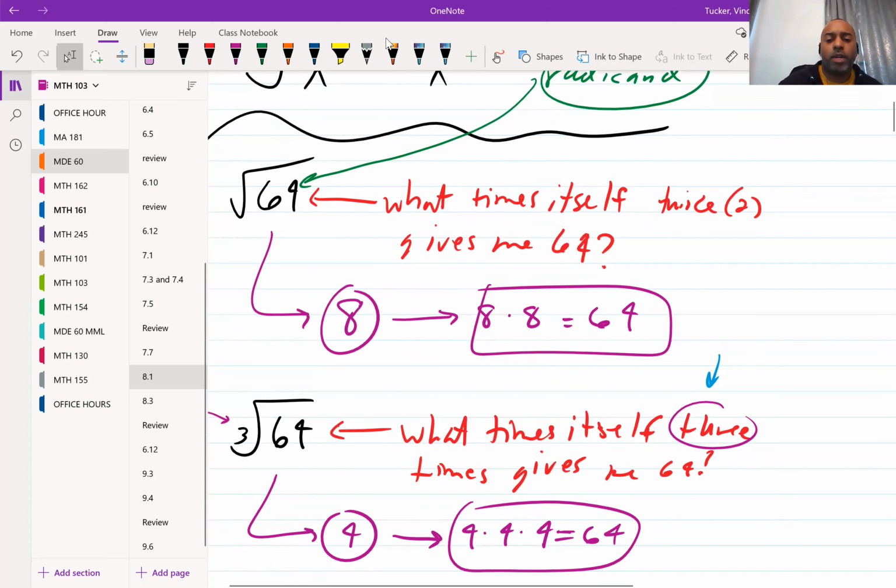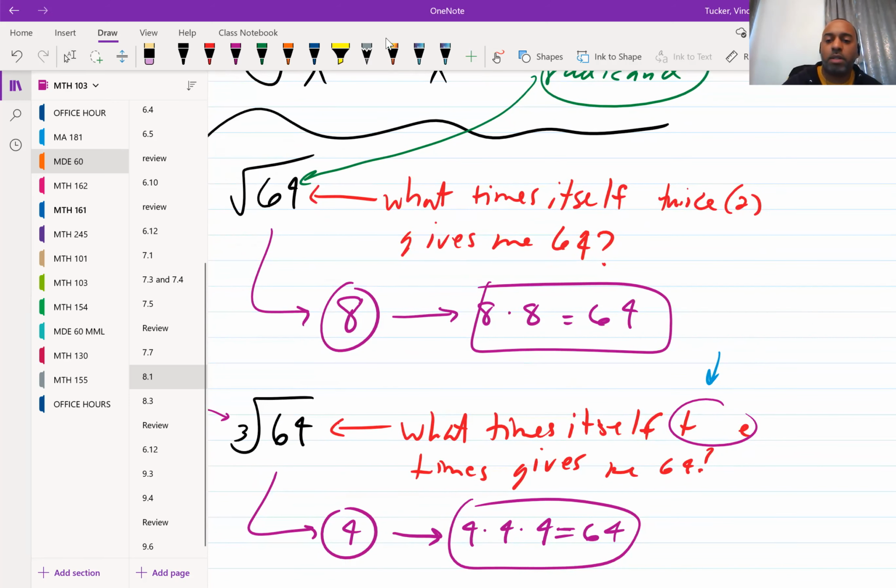So if I have cube root, you're asking yourself what times itself 3 times will give you 64. And in this case, it's 4. 4 times 4 times 4 will give you 64. The index of your radical tells you how many times you're looking for, and it has to give you what's under that radical. Questions on that?